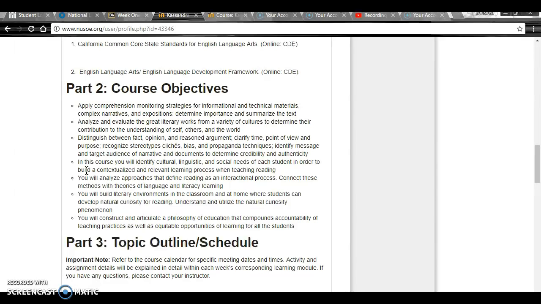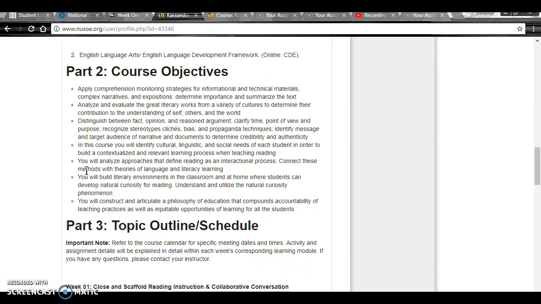And in this course, you will identify cultural as well. You will analyze the reading process and connect these methods with theories of language and literacy learning. You will build literacy environments in the classroom and at home where students can develop natural curiosity for reading, understanding, and utilize the natural curiosity phenomenon. You will construct and articulate a philosophy of education.